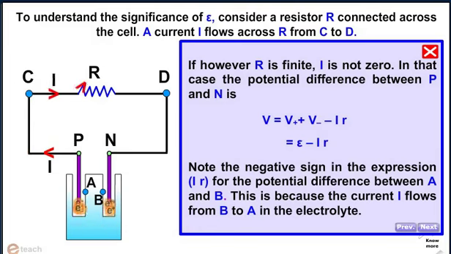If, however, resistance is finite, current is not zero. In that case, the potential difference between P and N is as shown. Note the negative sign in the expression Ir for the potential difference between A and B. This is because the current I flows from B to A in the electrolyte.